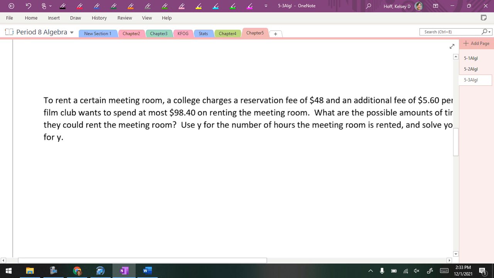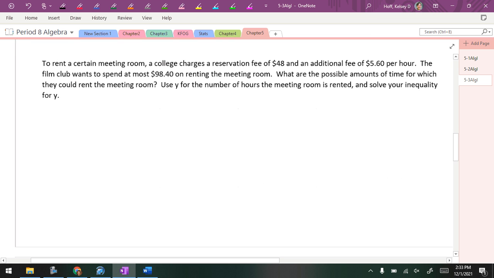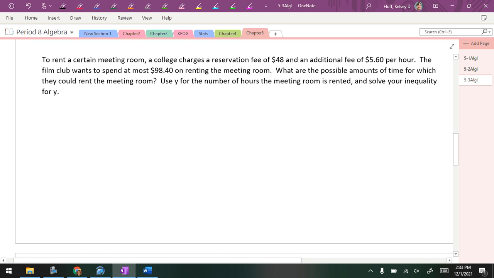To rent a certain meeting room, a college charges a reservation fee of $48, an additional fee of $5.60 per hour. The film club wants to spend at most $98.40 on renting the meeting room. What are the possible amounts of time for which they could rent the meeting room? Use y for the number of hours the meeting room is rented and solve your inequality for y. First off, we just need to set up this inequality. And what letter are we going to use?